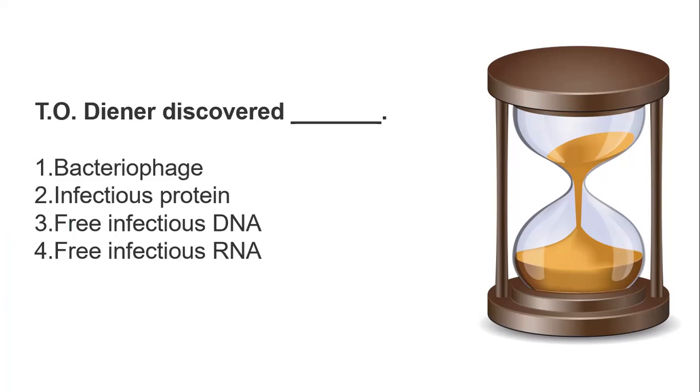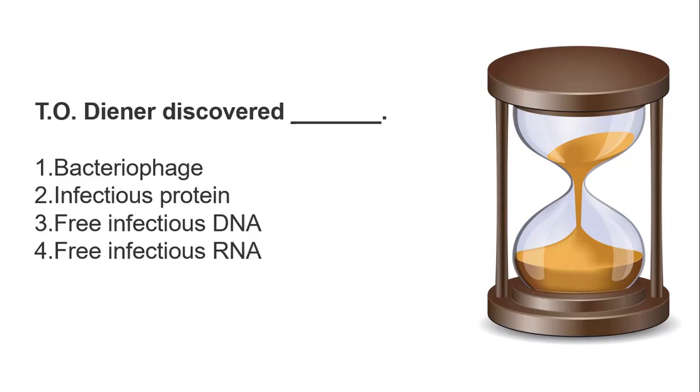Next question: Diener discovered bacteriophage, infectious protein, free infectious DNA, or free infectious RNA. In case of virus, we have different names there, and as per the old NCERT, the scientist who gave the term virus was Louis Pasteur. But as per the new NCERT, you should study it as D.G. Ivanovsky. The name of Louis Pasteur has just moved out of your syllabus.